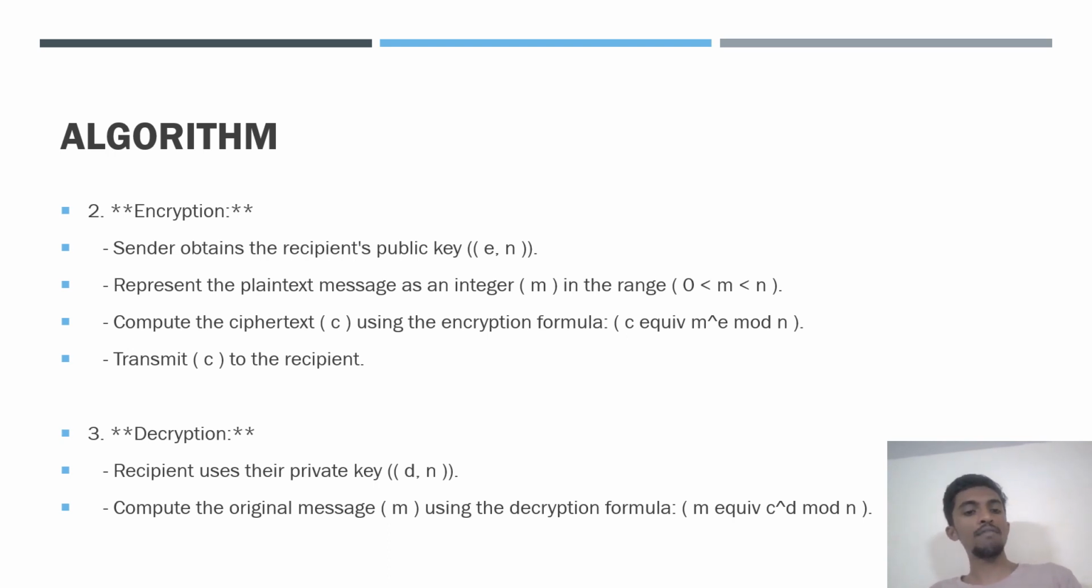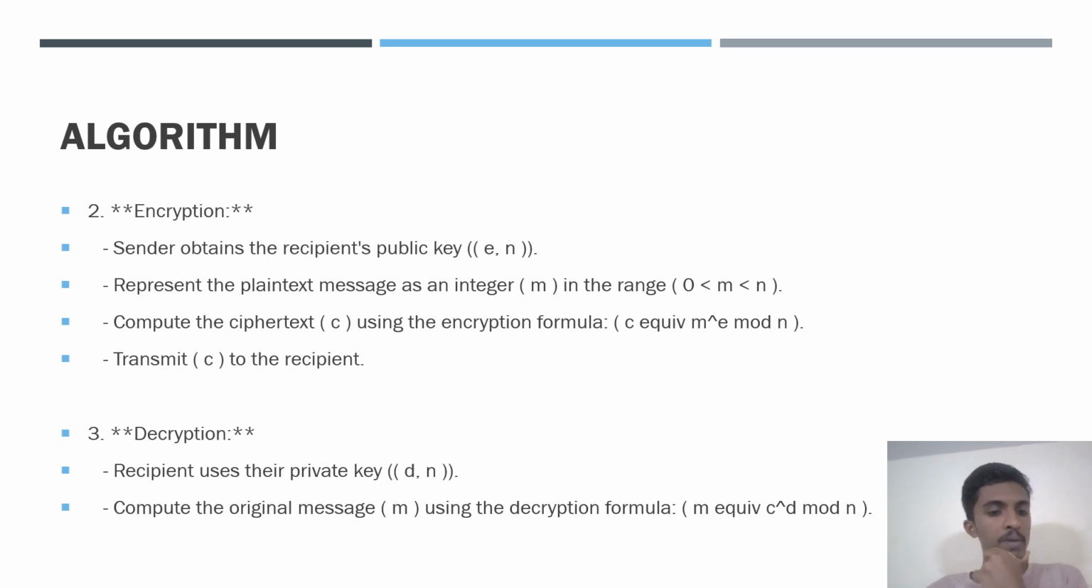This is the order. After that, we will compute the ciphertext using the encryption formula, that is c ≡ m^e mod n. This is the formula to compute the ciphertext, and we will transmit c to the recipient. So this is how the encryption will happen. First we will take the recipient's public key. After that we will represent the plain text message as an integer, and compute the ciphertext using the encryption formula, and transmit it to the recipient.